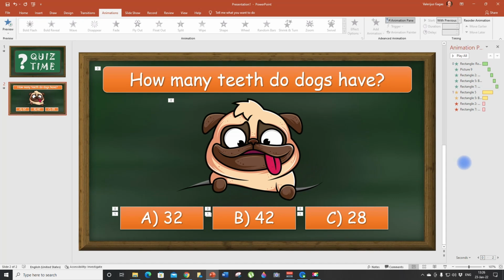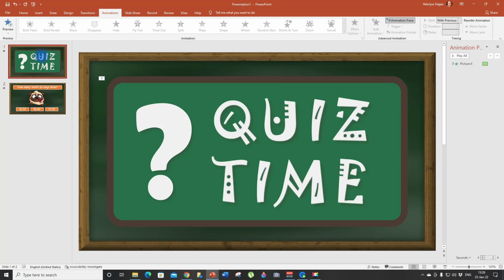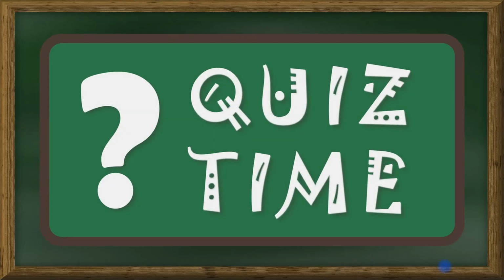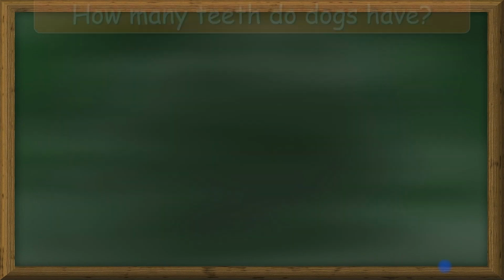So now let's take a look at what we have right now. So let's start with quiz time. I'm going to start the slideshow. Let's take a look. Quiz time. And now imagine this happens in your class. You're gonna say, I need one boy and one girl. Please stand up and choose the correct answer. Then you press spacebar, or if you have a clicker, click the next slide, and here's what's gonna happen.